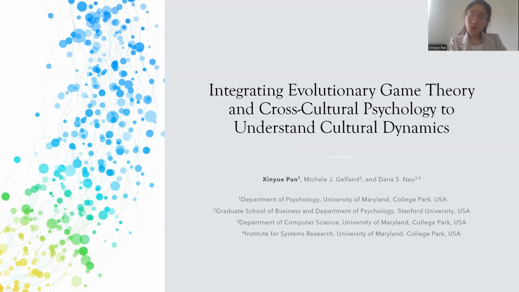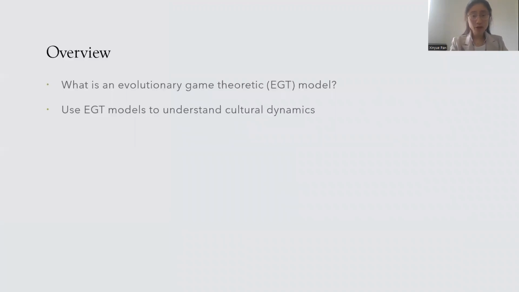Today, I'm going to share with you a computational modeling method called Evolutionary Game Theoretic Modeling and introduce its applications to cross-cultural psychology. Here is a quick overview. I will first give a brief introduction of what an EGT model is, and then share several examples on its applications.